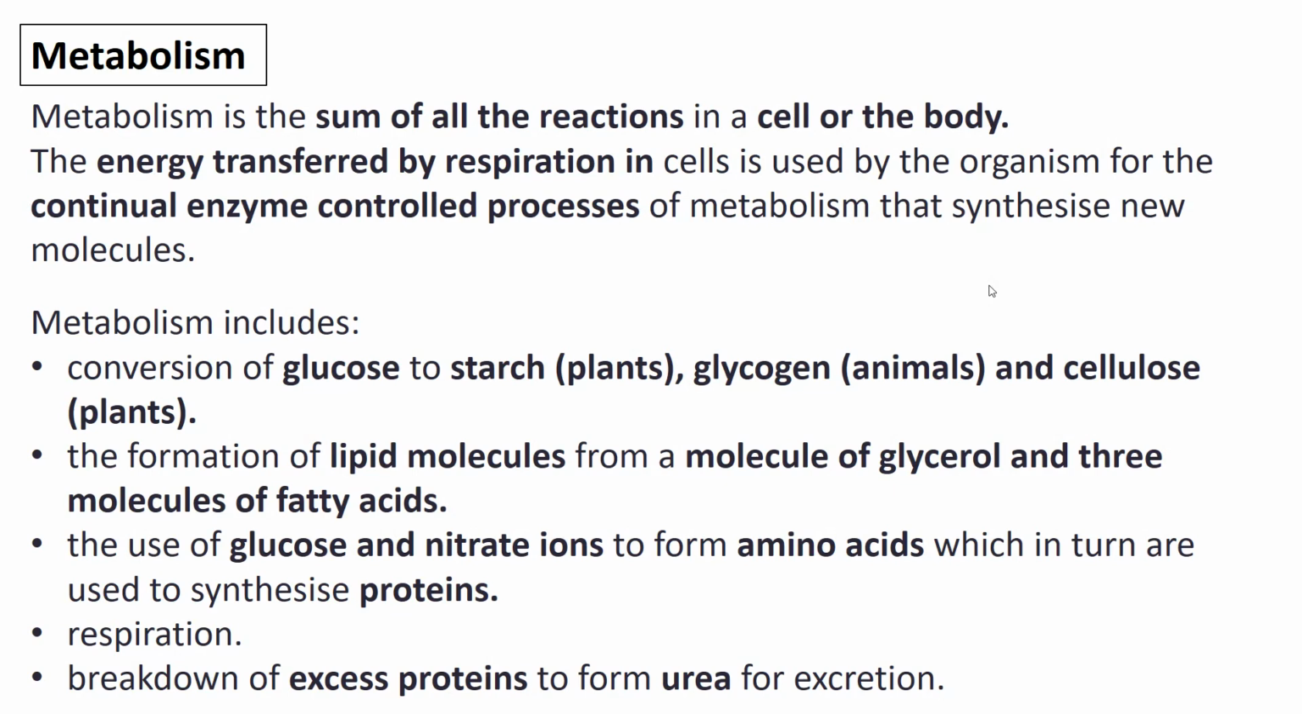Glucose and nitrate ions actually form amino acids, and they're used to synthesize proteins, and we've again looked at that before. Metabolism also includes the process of respiration itself, but it also includes the breakdown of excess proteins to form a chemical called urea, and urea can be quite toxic if it builds up, so we need to excrete it.